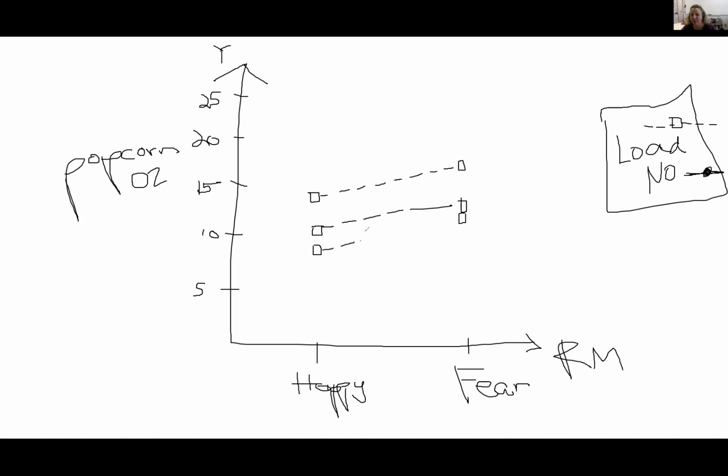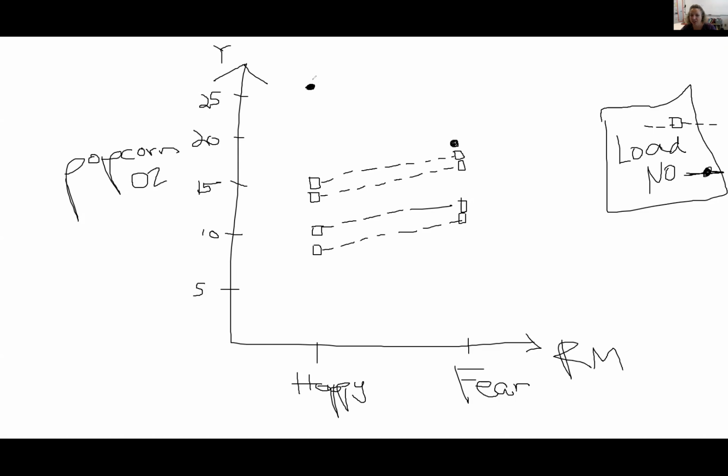What trend are you seeing here? Increases definitely with the fear film. 16 and 17. So for those that are in the loading group, they ate more popcorn in the scary movie. Okay, let's go down to the no loading. The first person ate how much in the happy film? They ate 26 in the happy film and 20 in the scary film.